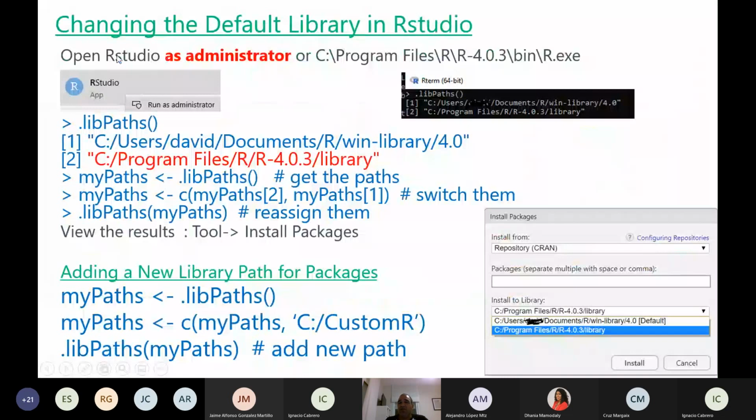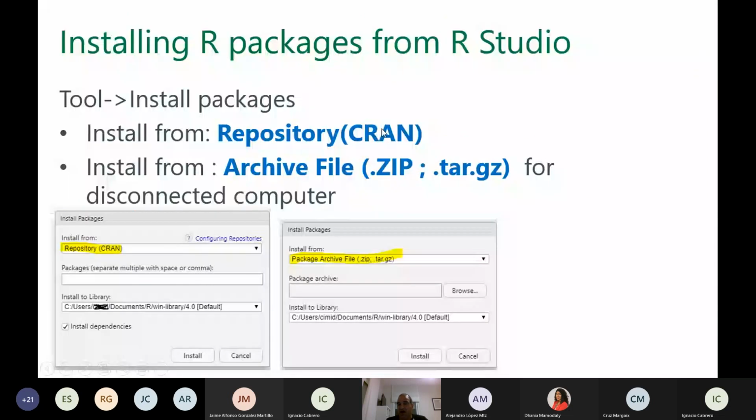If you want to install an R package from RStudio, you should go to Tools, Install Packages, install from repository (CRAN, which is the R repository), or from file. This is how you can install it from RStudio.